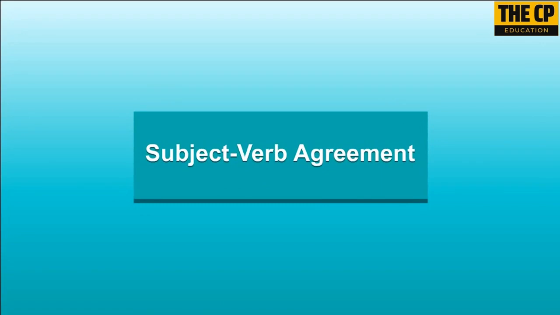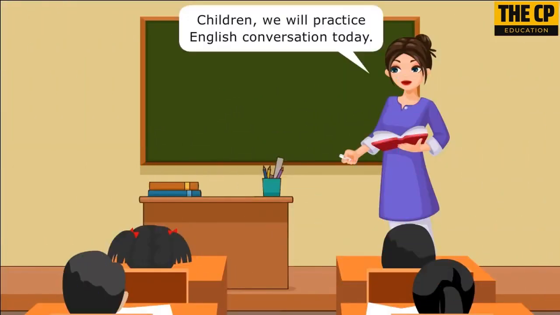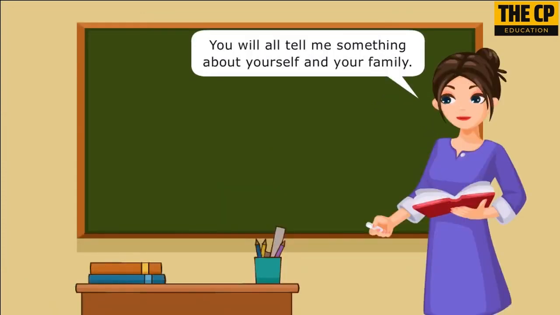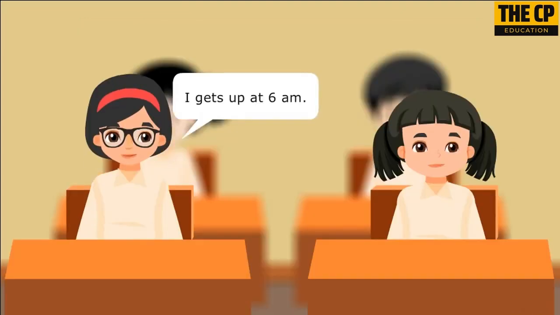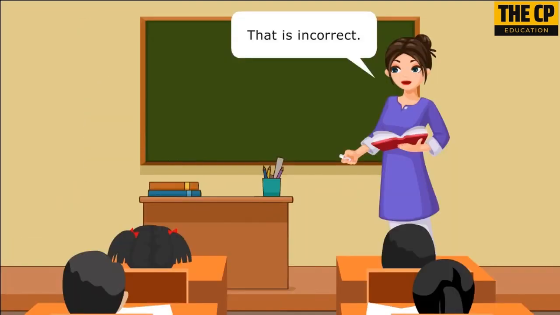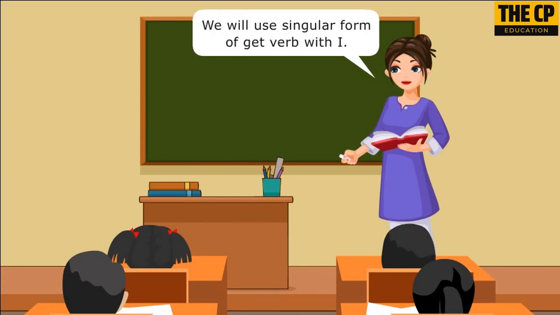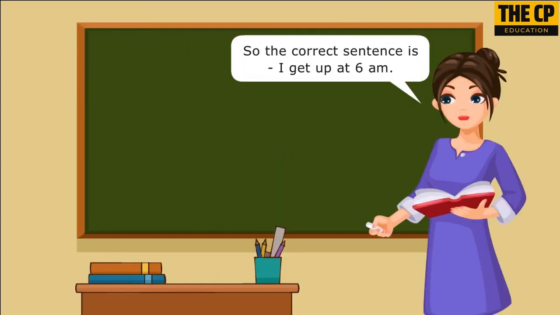Subject-verb agreement. Children, we will practice English conversation today. You will all tell me something about yourself and your family. I gets up at 6 a.m. That is incorrect. We will use singular form of get verb with I. So the correct sentence is, I get up at 6 a.m.